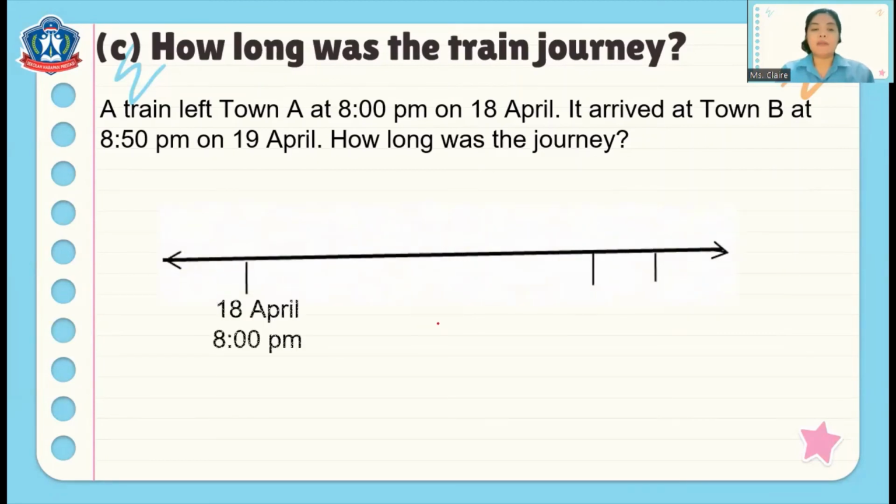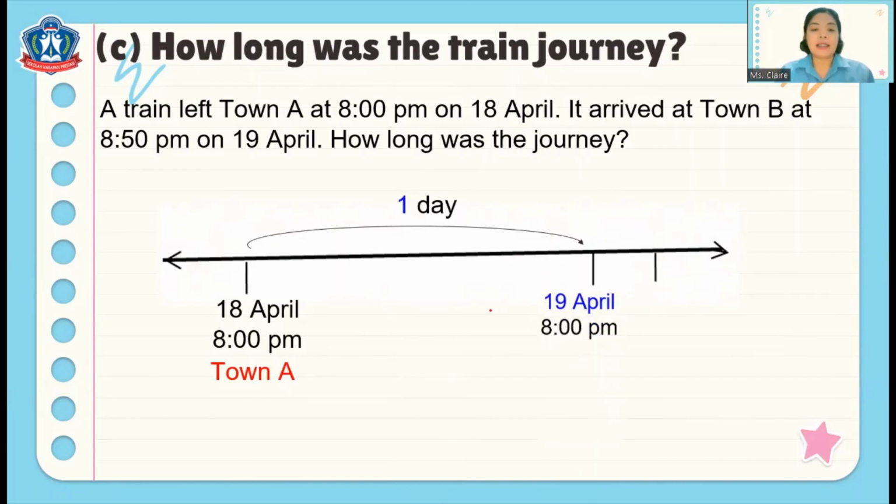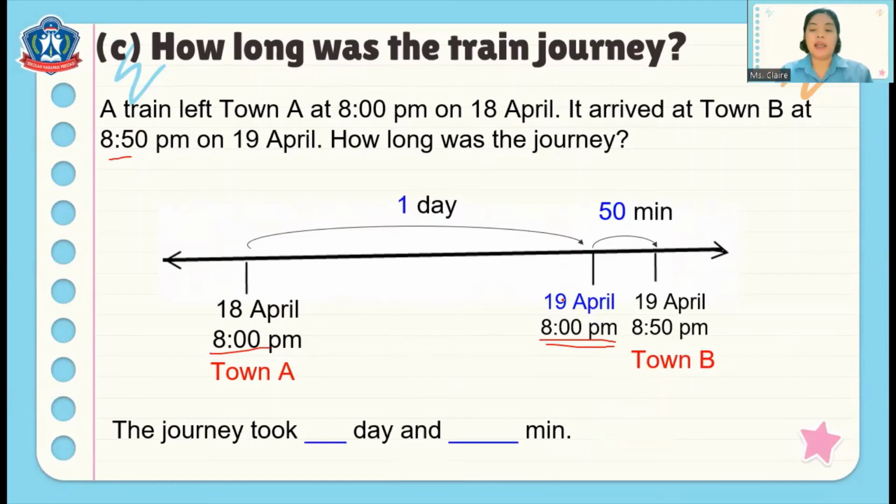Okay, we can use the timeline. So we have 18th of April, that is 8 in the evening. That is town A. One day, if that is 19th of April, the same time. Remember, the same time, that is one day or 24 hours, right? And it ends at 8:50. So we add from 8 p.m. and 8:50, that is 50 minutes. Okay, therefore, the train journey from town A to town B is 1 day and 50 minutes, or 24 hours and 50 minutes.